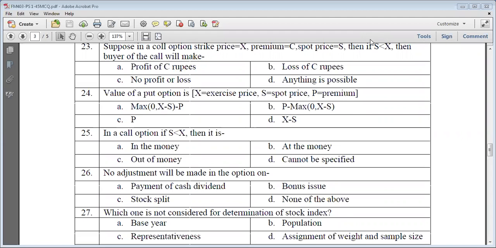Suppose in a call option, there is a spelling mistake, it could be CALL. Suppose in a call option strike price is equal to X, premium is equal to C, spot price is equal to S, and S is less than X, then the buyer of a call will make a loss.